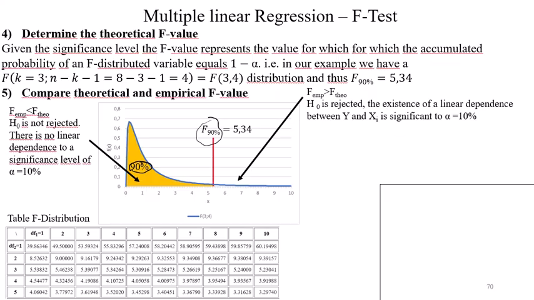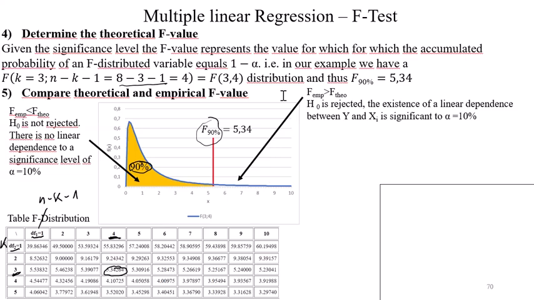And then df1 and df2 are our two parameters. So this would be n minus k minus 1, and this would be k. And since we have k is 3, we are just here. And n minus k minus 1 is 8 minus 3 minus 1, which is 4. And then we find that this theoretical value would be just 5.34.